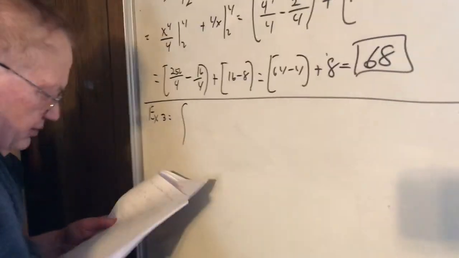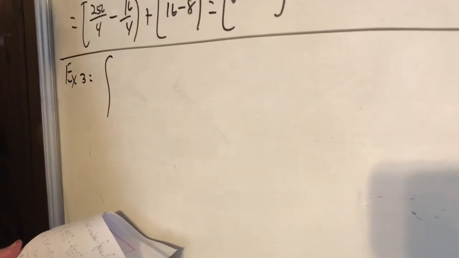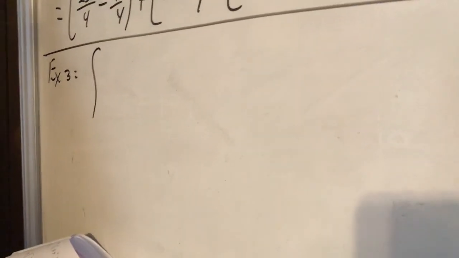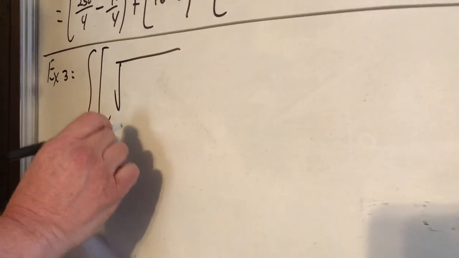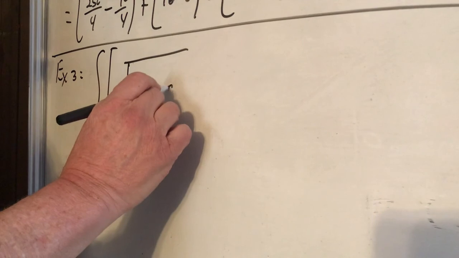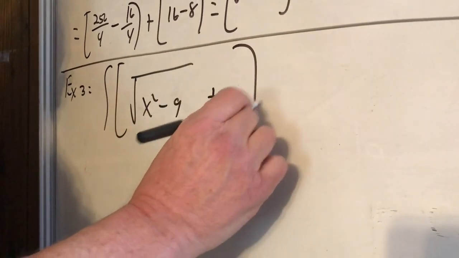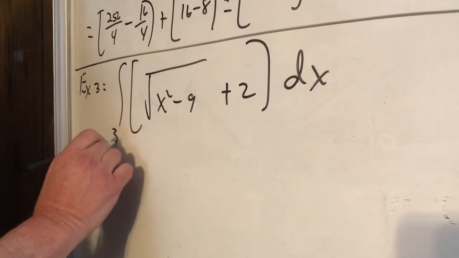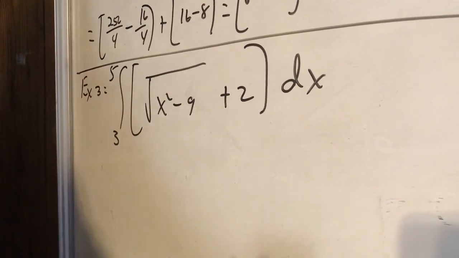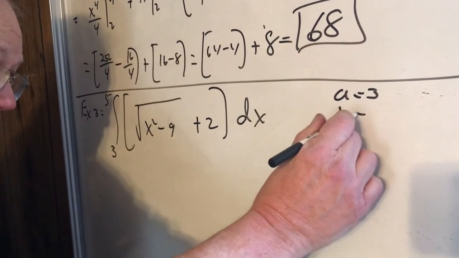I have the integral. I'm not going to do that one. I'm going to do this one here because I already did that, okay? The integral of the square root of x squared minus 9, plus 2, dx between 3 and 5. In this case, a is 3 and b is 5.